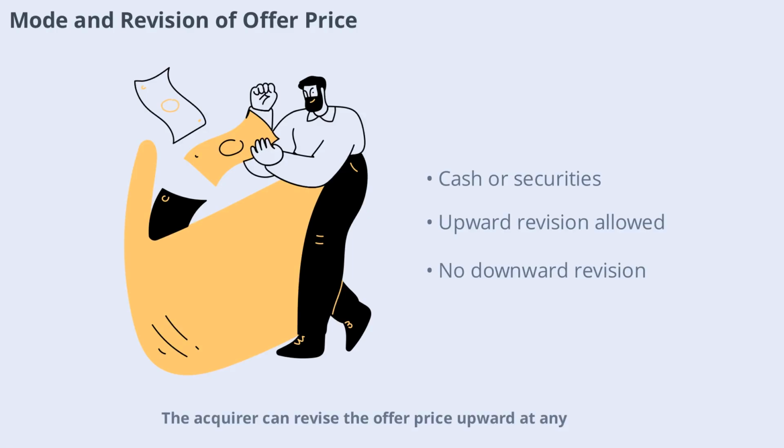The acquirer can revise the offer price upward at any time up to 3 working days before the tendering period opens, especially in response to a competing offer. However, once announced, the offer price cannot be revised downward, ensuring certainty for shareholders.